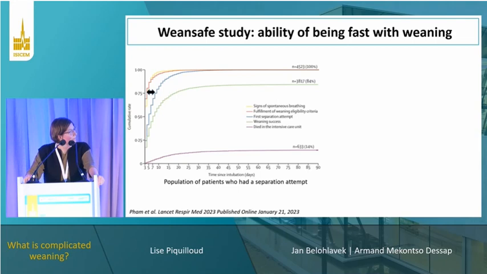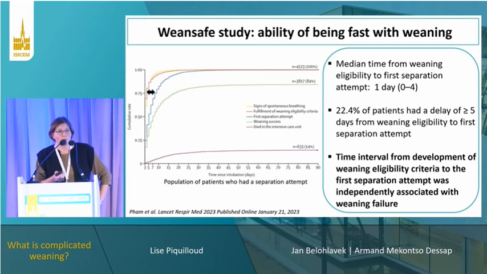You have here the distribution of the patients who entered the weaning process. In yellow, you have the time of the first signs of spontaneous breathing. In red, you have the time when the patients met the weaning eligibility criteria, based on FiO2 and PEEP essentially. In blue, you have the first separation attempt. And then in green, you have the weaning success. And you can see that there is a gap between the time point where people meet the weaning eligibility criteria and the time when the first separation attempt was really done.